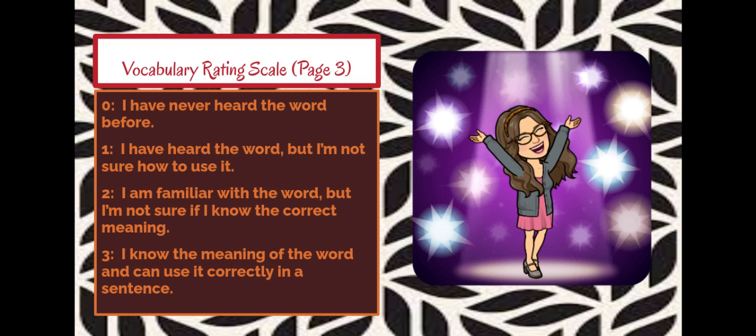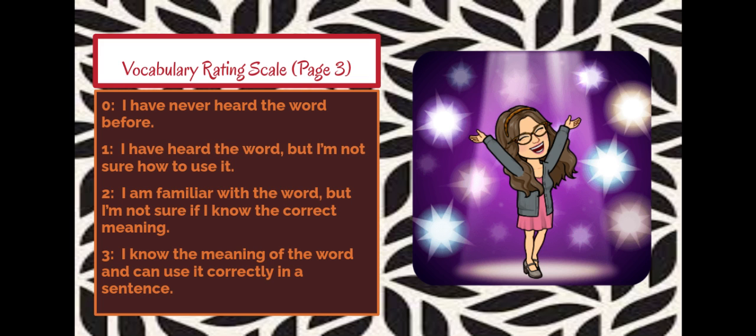I want you to turn to page 3 in your student books. These words are the key passage vocabulary for this unit. If you are familiar with the word and can use it correctly in a sentence, give yourself a 3. In other words, circle the number 3. If you're familiar with the word but not sure if you know the correct meaning, give yourself a 2. If you have heard the word before but aren't sure how to use it, give yourself a 1. If you can't pronounce the word or have never heard the word before, give yourself a 0.